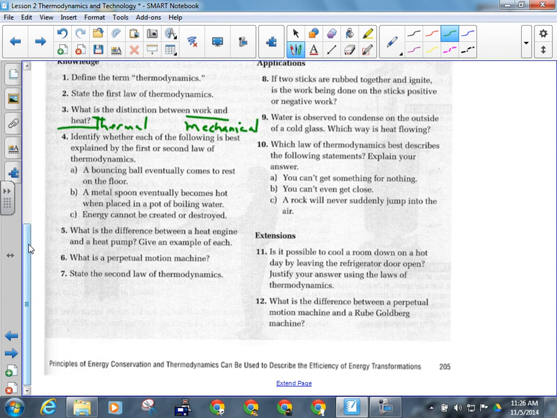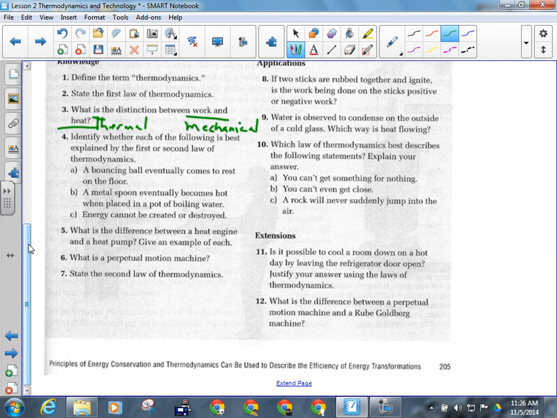Okay, a metal spoon eventually becomes hot when placed in a pot of boiling water. Second law as well, okay? If the water is hotter than the spoon, the energy flows from the water to the spoon. All right, energy cannot be created or destroyed. That's pretty easy. Which law? First law.